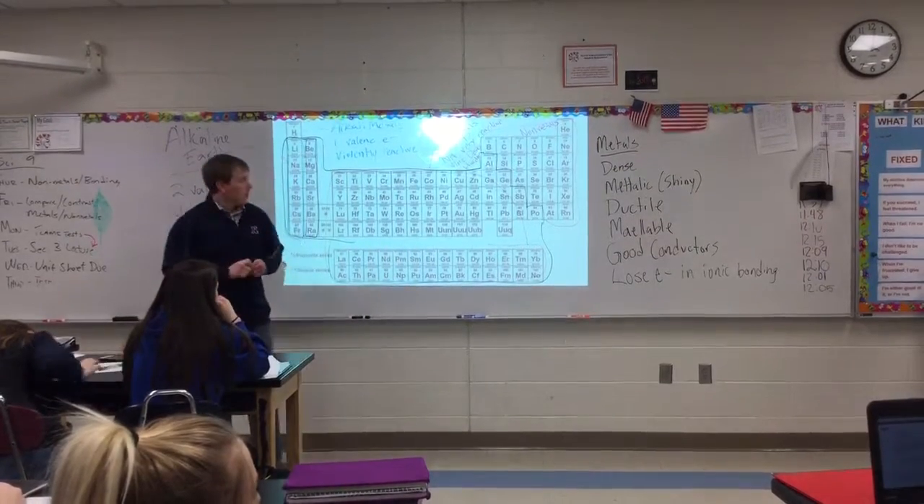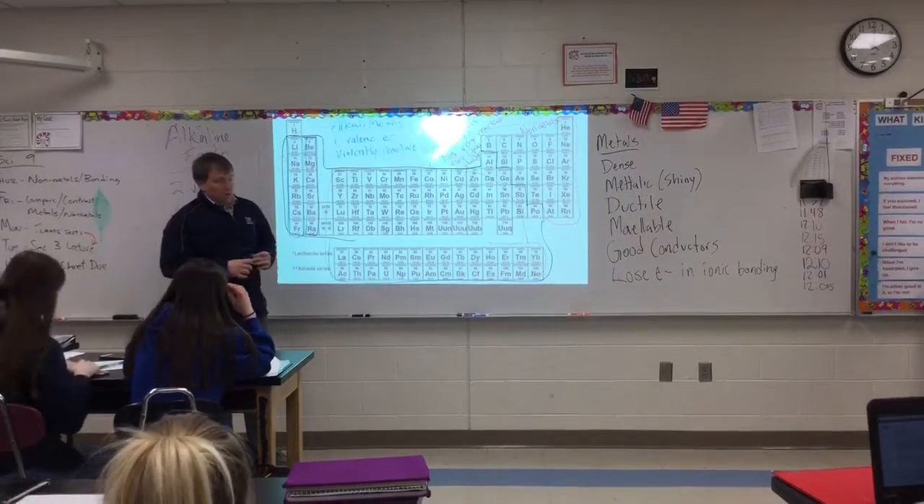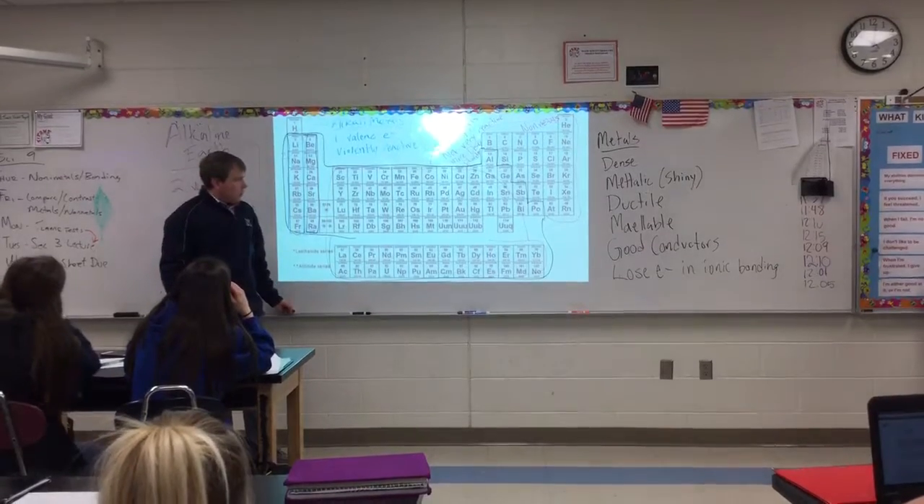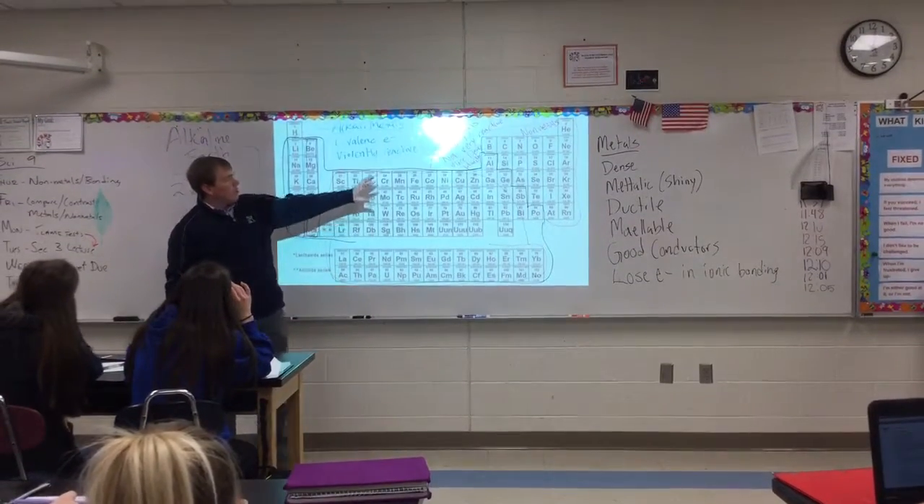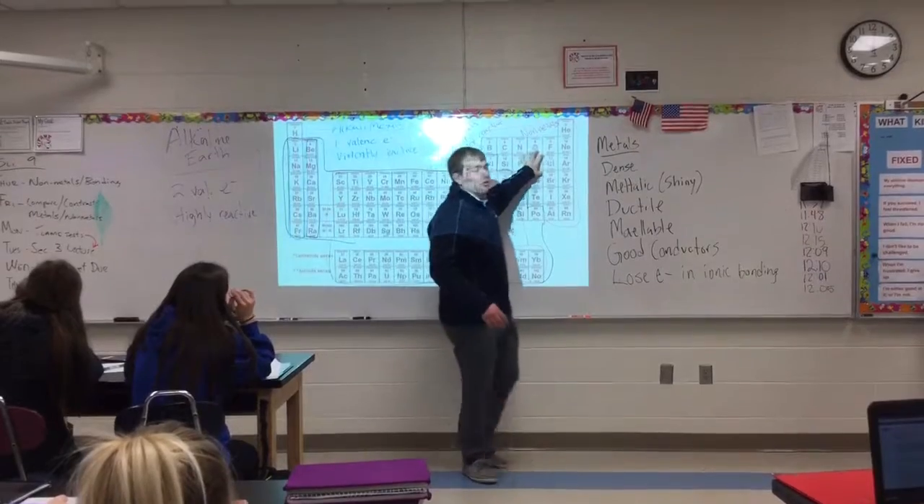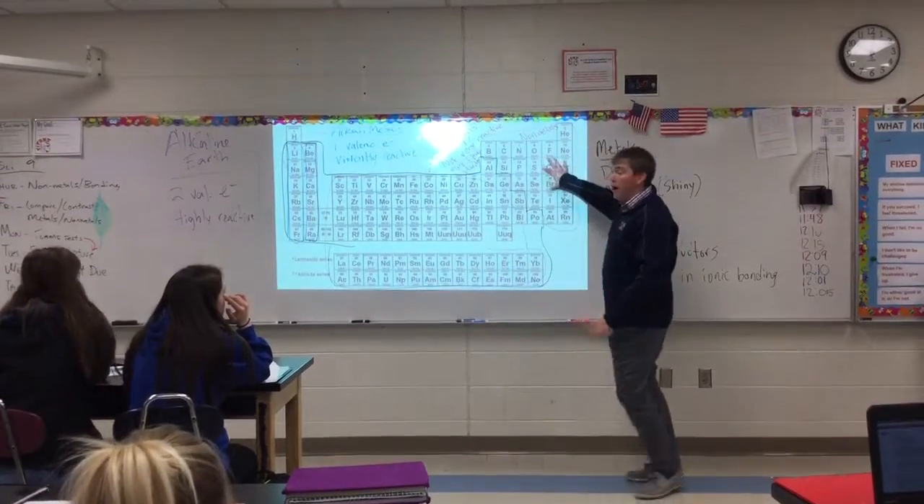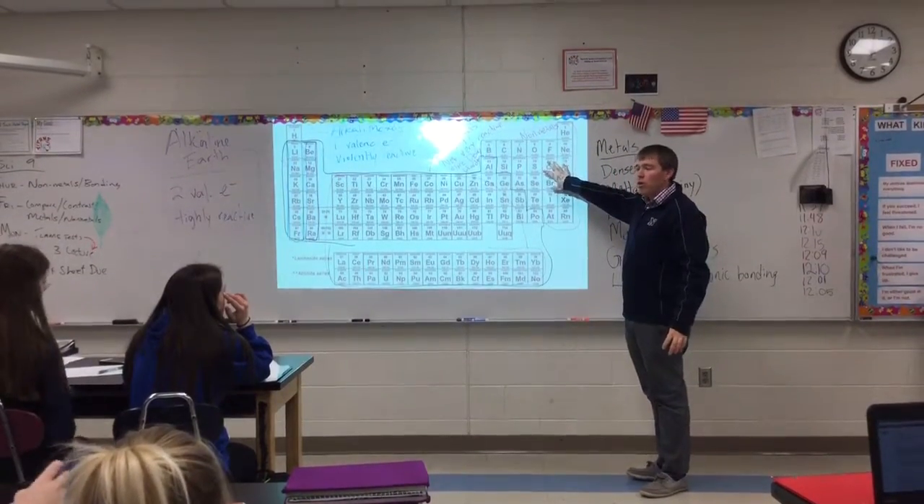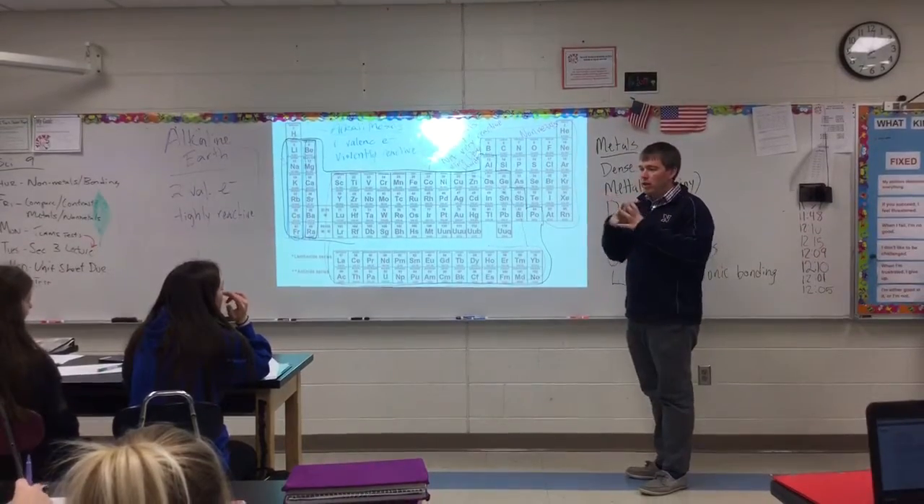How do non-metals form chemical bonds again? If non-metals are forming chemical bonds with another non-metal, they're going to form what's called a covalent bond, where they're sharing electrons.